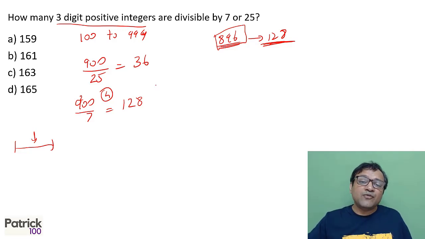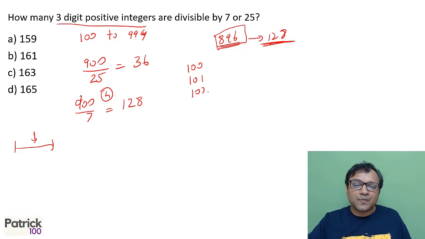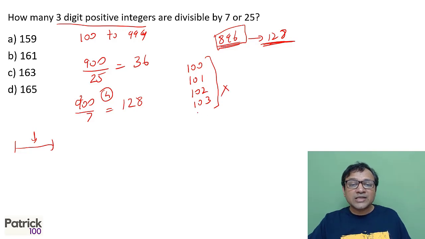Now the 4 numbers. You can take the first 4 numbers if you want and check if they are divisible by 7. First 4 or last 4, whichever way you want. If you look at the first 4, there are no numbers divisible by 7. 105 is divisible by 7. So that means I can make out that the number of numbers divisible by 7 will be 128 in 900 numbers.